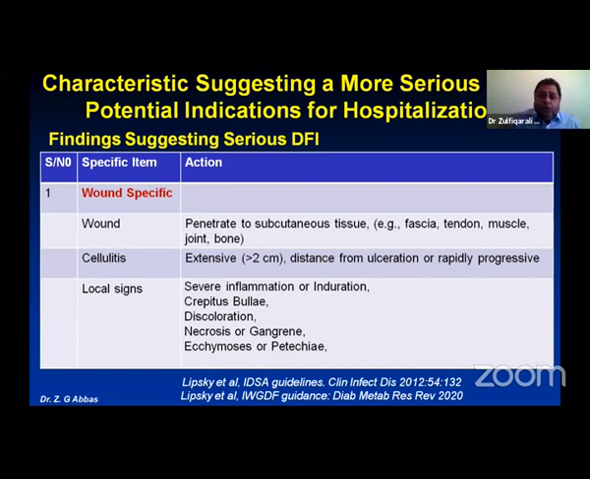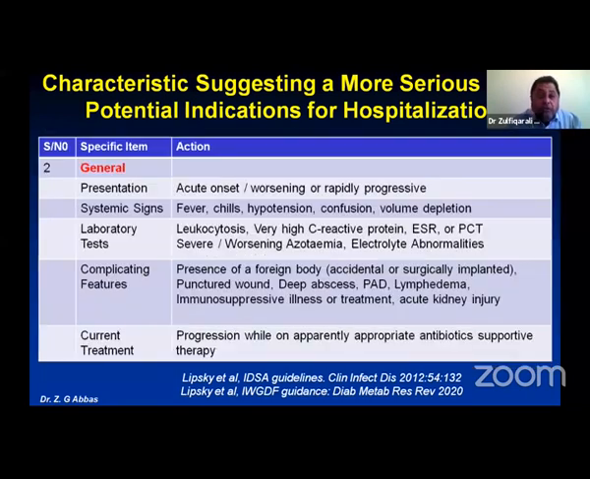People who need hospitalization: the potential indications, and this is international consensus, might not be useful for us, because we do see people worse than this and treat them at home, as outpatients. So if the wound penetrates to subcutaneous tissue, fascia, tendon, muscle or joint, cellulitis of more than 2 centimeters, or local signs like severe inflammation, induration, discoloration, necrosis, or gangrene, these are the indications to admit the patient.